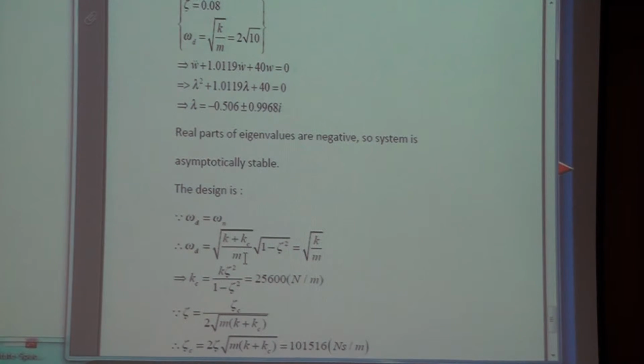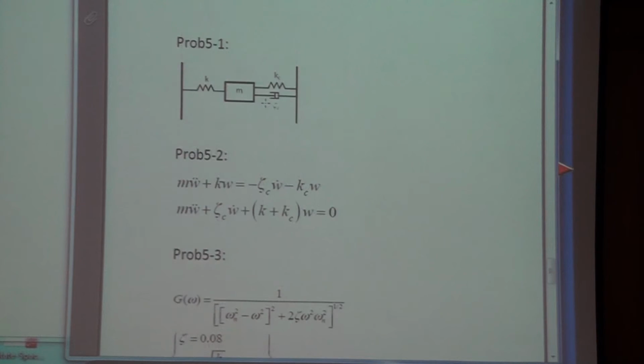Alright, I think something not correct here. Now, in matter of fact, the real solution is this. The real solution is this. It's like that. W double dot plus KW equal to zeta W dot C plus MC W double dot. Okay, that's your solution. That's it.